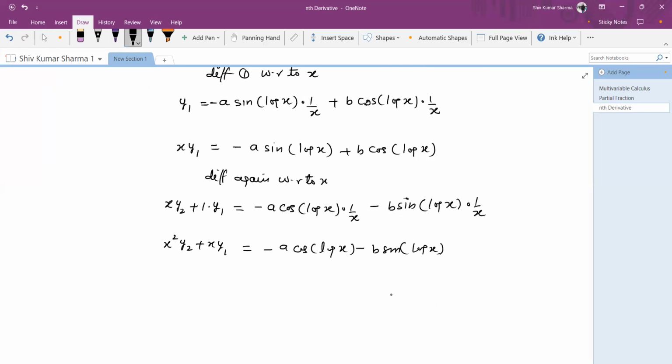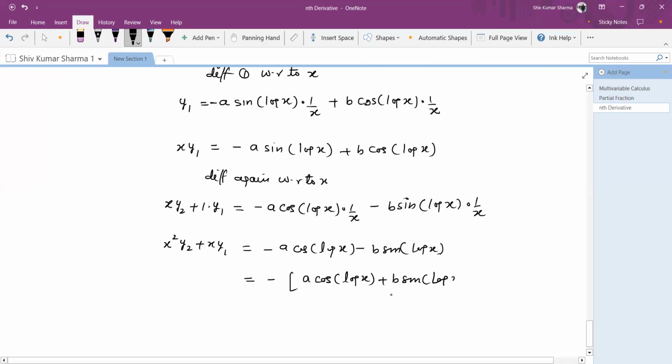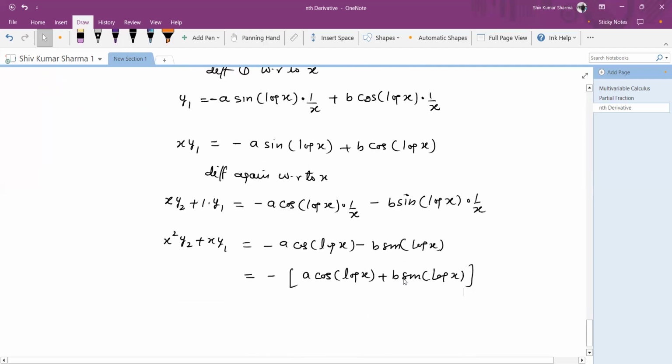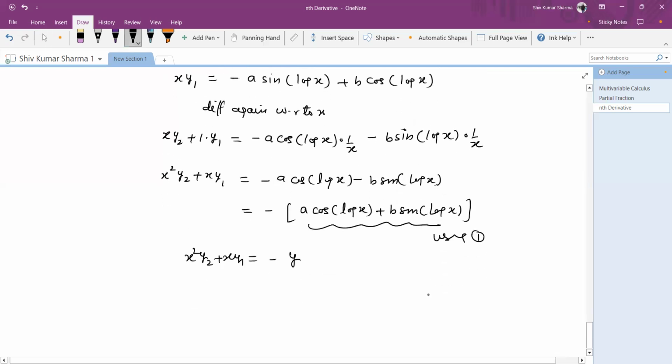So in this we can take the negative sign common, so we can write it as minus (a cos log x plus b sin log x). So we use equation number 1 here. a cos log x plus b sin log x is equal to minus y. So this term, x square y2, we write as x square into y2 plus x y1 plus y equal to 0. So this is our equation number 2.